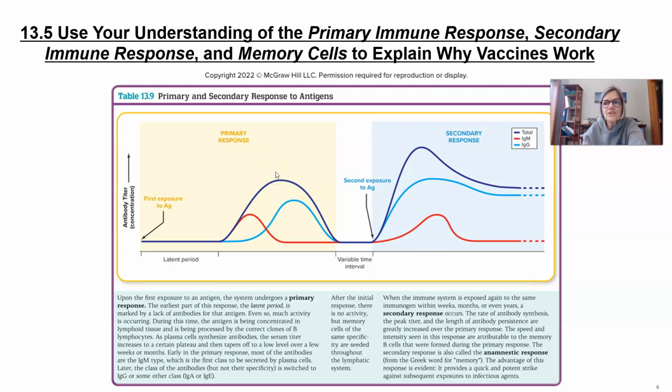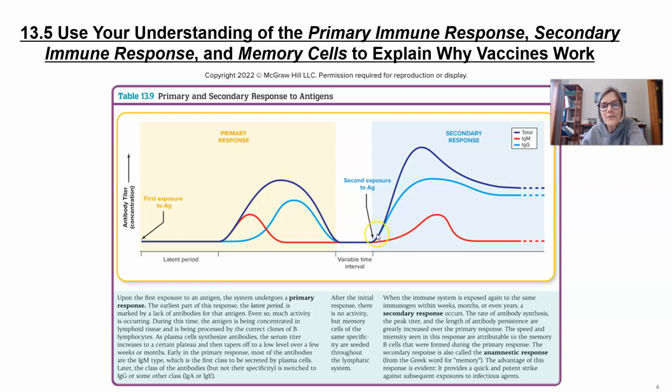These memory cells look just like all the other B lymphocytes, except they can only make antibodies against this original antigen, so that original cold virus that you got. So now you're exposed to that same cold virus. And at this point, 10 years later, what happens? Those memory cells, there's a lot of them there.